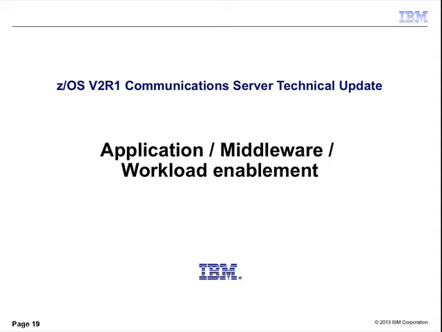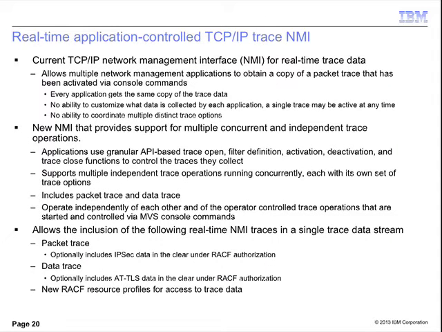Okay, new section, application middleware workload enablement. With one exception, everything in this section will be a new or changed network management interface. So these are enhancements primarily aimed at vendors of network management applications. The first one is the real-time application-controlled TCPIP trace NMI. That's kind of a mouthful, and you might say that sounds kind of familiar.